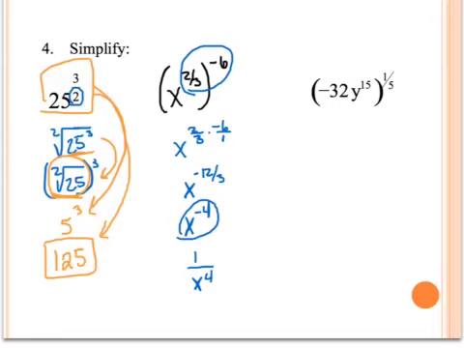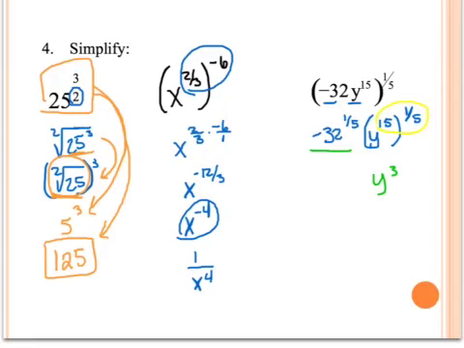I have negative 32 y to the 15th, all raised to the 1/5 power. So what I'm going to do, I have 2 factors in this quantity. I'm going to raise each of those factors to the 1/5 power. But on the y's, you'll notice that you have y to the 15th, and again, I'm raising it to the 1/5 power. So for the y's, I'm going to end up multiplying those powers together, because powers raised to powers means we multiply them. I'm going to choose a different marker. So this becomes 15 times 1/5, which is y cubed.